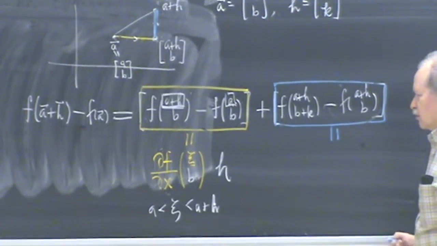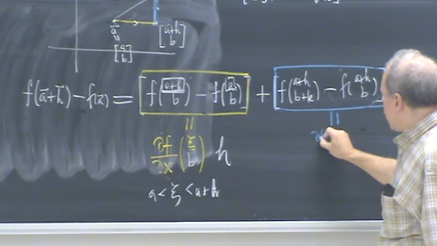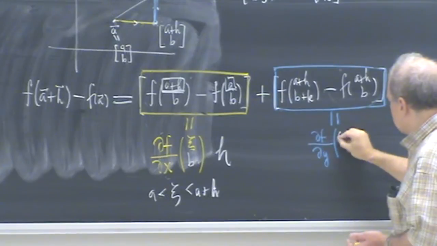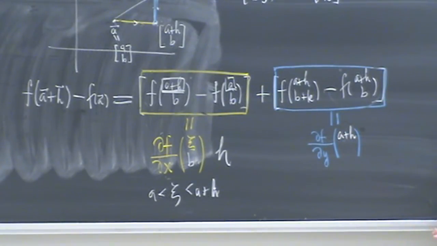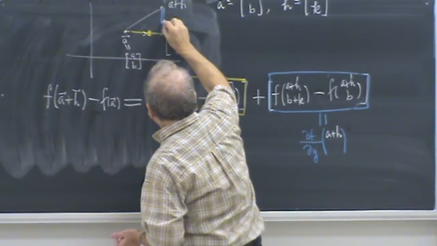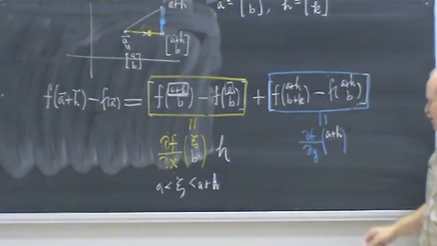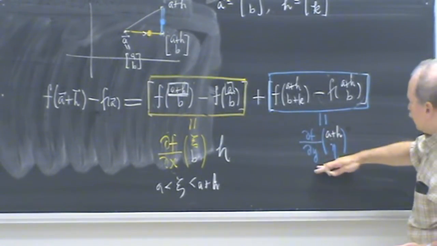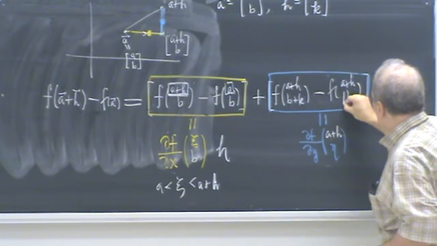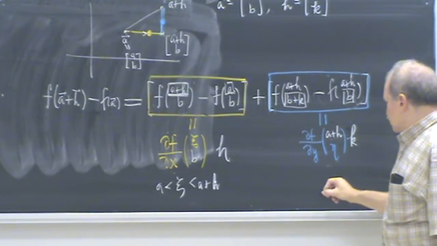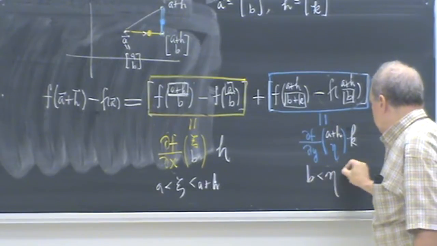But the a plus h is steady, and then you have some partial of f with respect to y at a plus h. The a plus h is not changing, plus some... But now the y has to be at some point. So my first thing, the squiggle, put me at a point there, and on this path I need a different squiggle. So I'll call it eta, which isn't that hard to write. And then I multiply the derivative by the change in y. Well, I went from b to b plus k, so the change is k. And this is for some eta between b and b plus k.